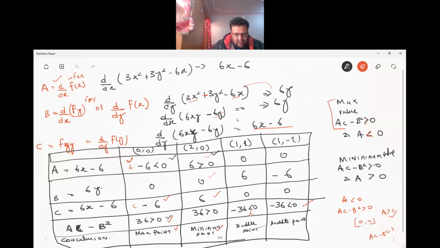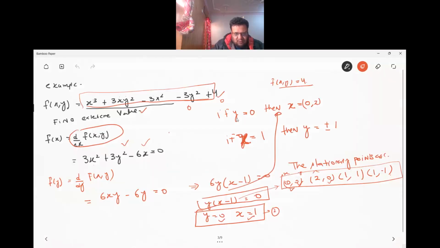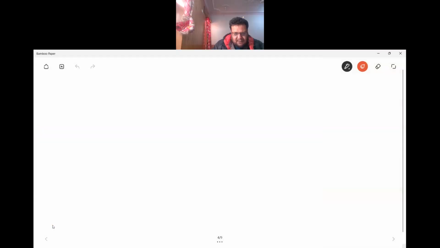So that means the x value you have to put 2 and the y value you have to put 0, right? So this becomes 0. This will be 2 cube minus 3 into 4 plus 4. So this would be 8 minus 12, which is minus 4, plus 4. So your minimum value is 0 over there, right? So this is the explanation for the maxima and minima.